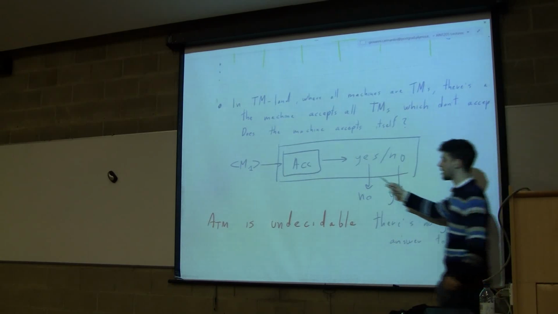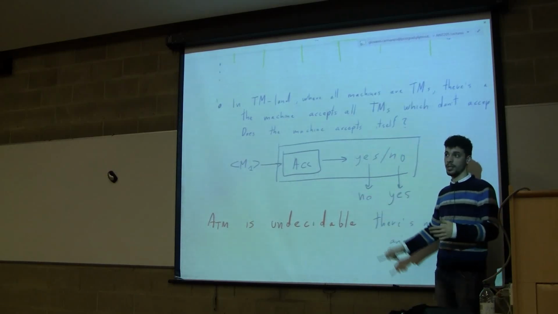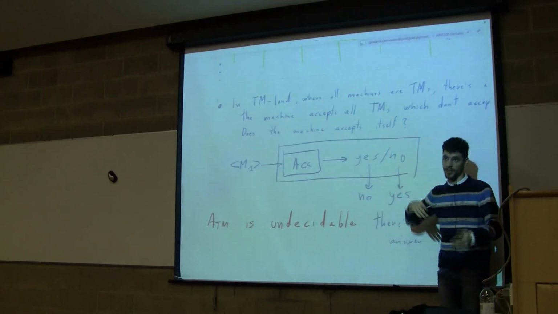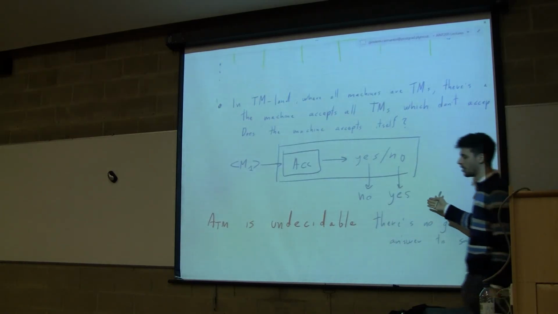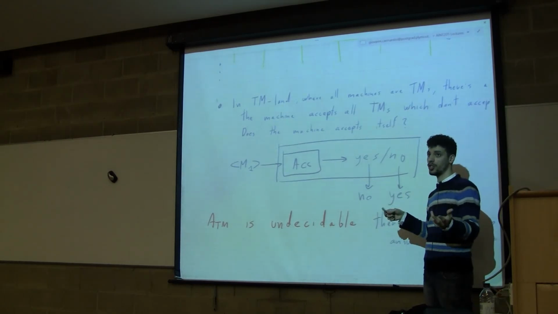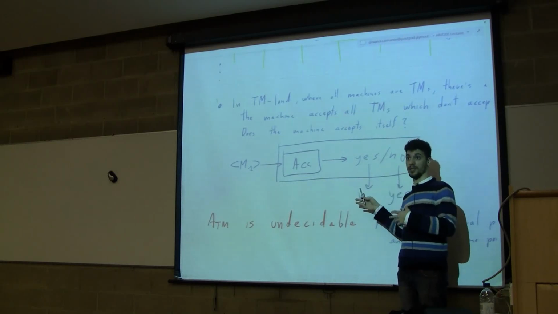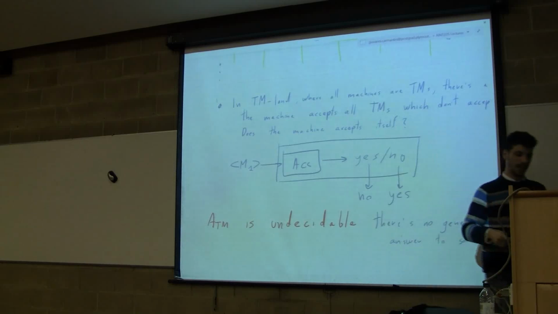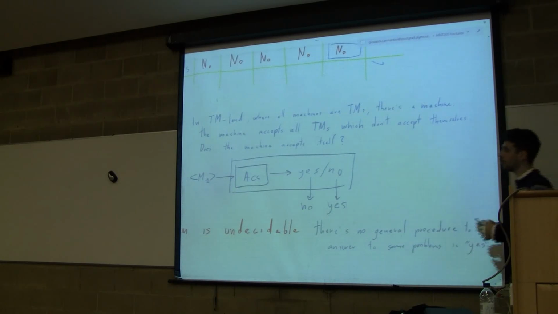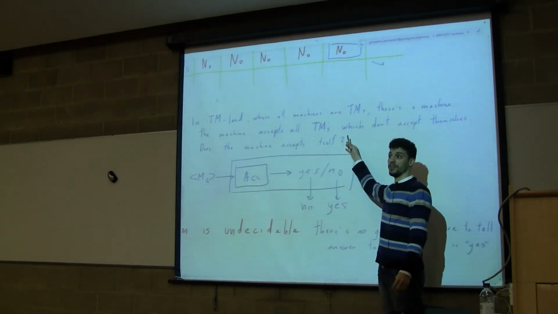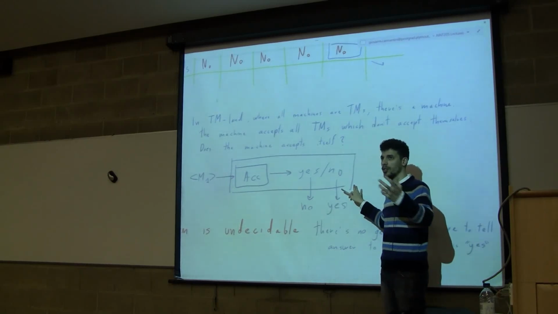So if the subroutine would accept, then reject. If it would reject, then accept. I know it's very circular. So this machine here would accept all Turing machines which do not accept themselves. You can see that this will solve the barber's paradox, let's say. So this will be a Turing machine accepting all Turing machines that don't accept themselves.